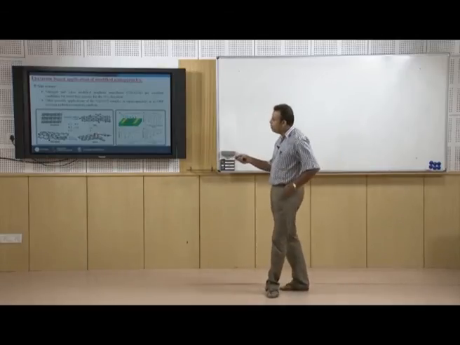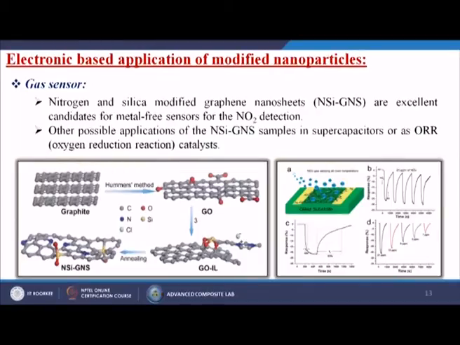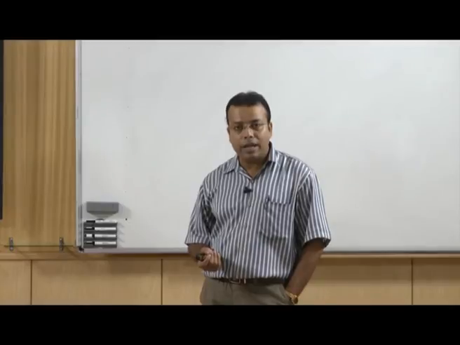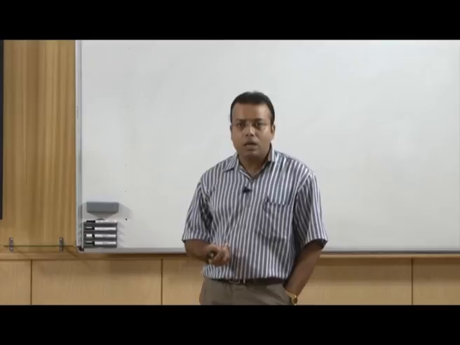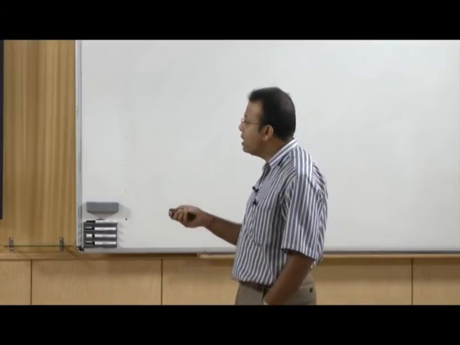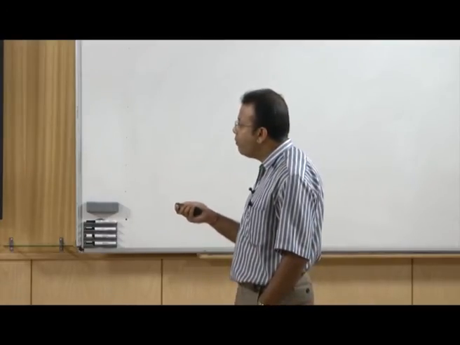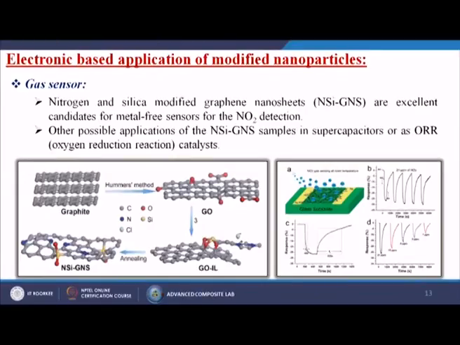So, people are trying to use this kind of materials for gas sensor applications, basically for toxic gases like carbon dioxide, nitrogen dioxide, N2O nitrous oxide, and mixtures of those gases. There are n number of gases which we can detect by applying modified nanoparticles. Nitrogen and silica modified graphene nanosheets are excellent candidates for metal free sensors for nitrogen dioxide detection. Other possible applications of the NSI GNS samples are in supercapacitors or oxygen reduction reaction catalysts.